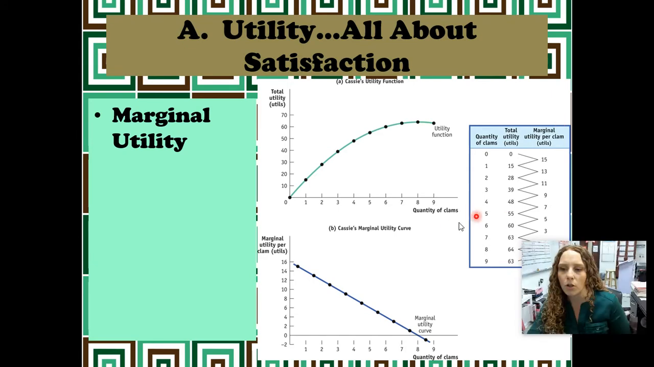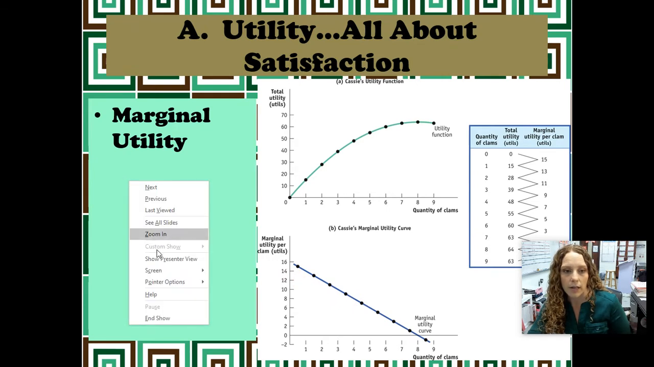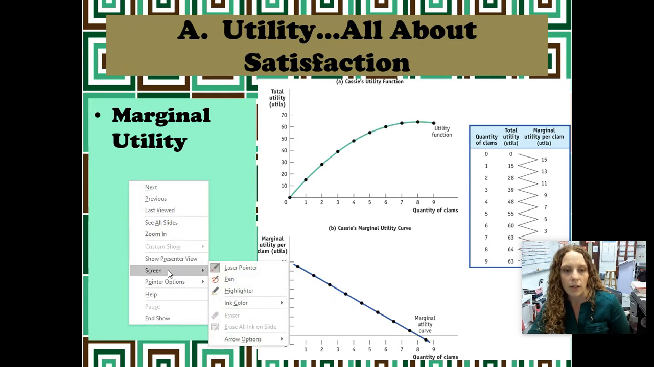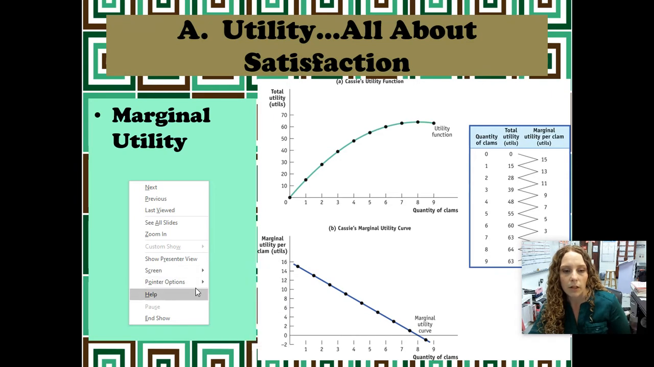And you notice here that marginal utility constantly decreases. Notice this right here is a marginal utility curve. This is the graphical representation of that marginal utility, and you notice that it continually goes down, because that gets less and less. Our marginal utility will be decreasing as we consume more.